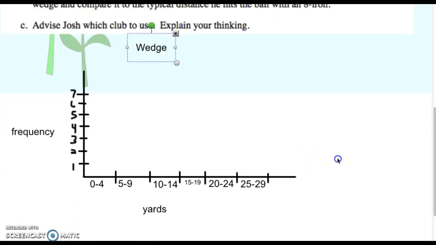And then you need to make another one for the 8-iron. So you need to copy this again on your paper, the same thing, only then you're going to have the 8-iron. So I'd like you to pause the video and make another copy of this histogram, and then we'll work on filling in our data. So please pause the video now, and then when you have 2 of these drawn, you can play again. I'll work on drawing mine while you have the video paused.